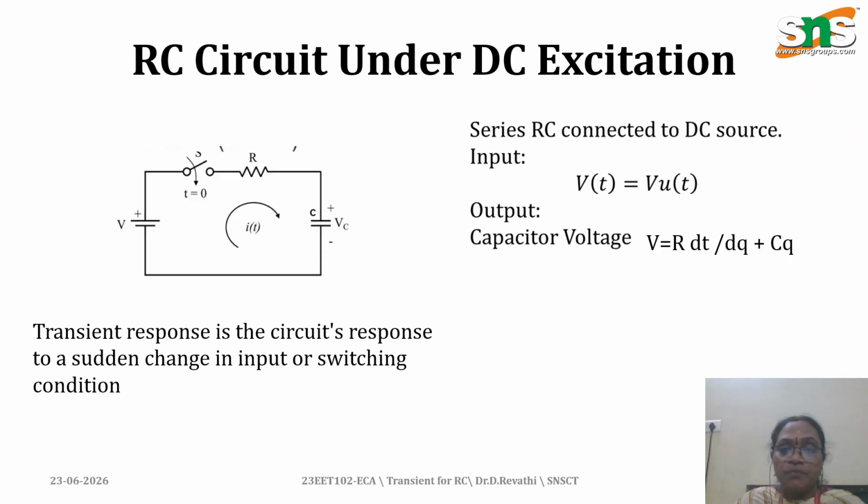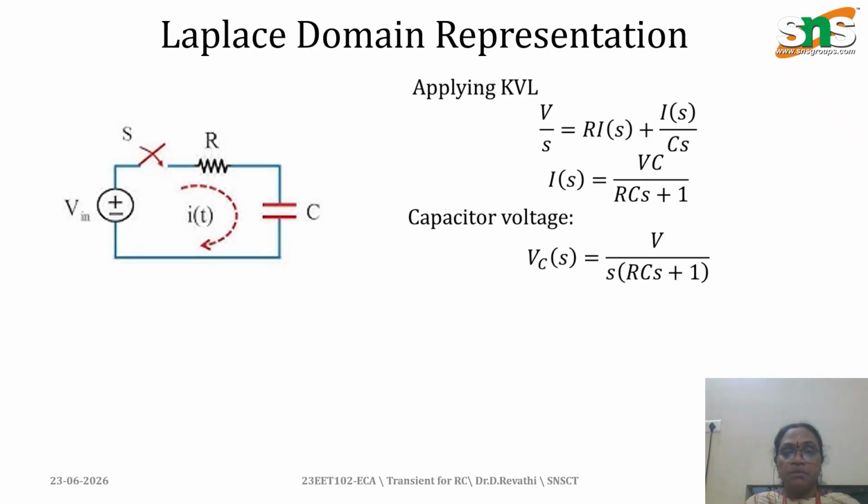What will happen, we can discuss through these equations: V of t equals V into U of t, and for the capacitor voltage, V equals R into dq by dt plus q by C. Taking the Laplace transform of this equation, V by S equals R into I of S plus I of S by C S. From this we calculate the capacitor voltage Vc in the s-domain, that is V divided by S into (RC S plus 1).